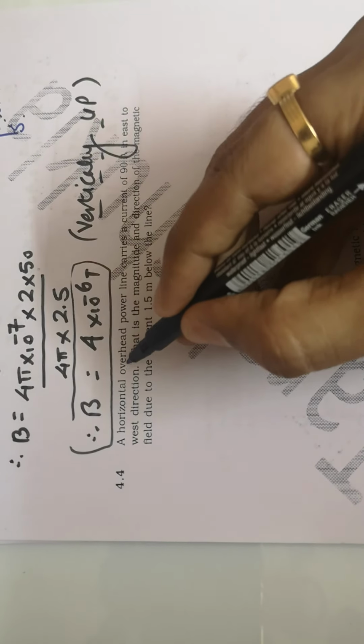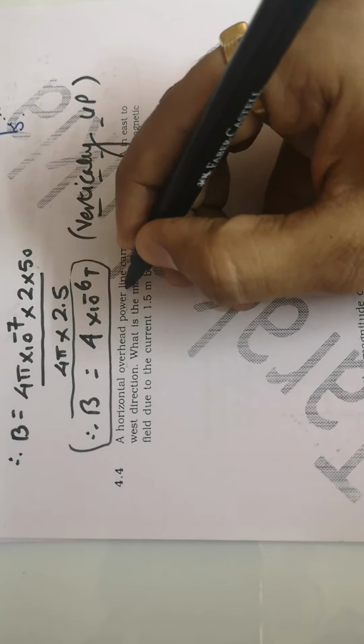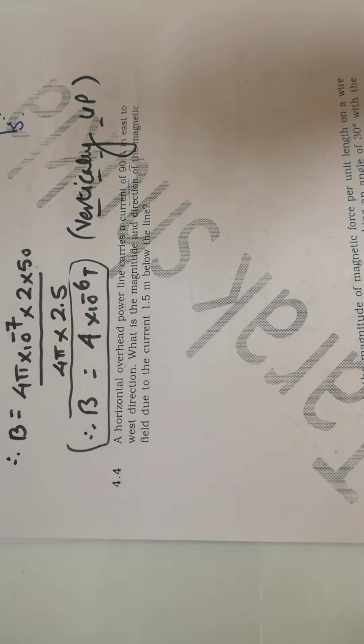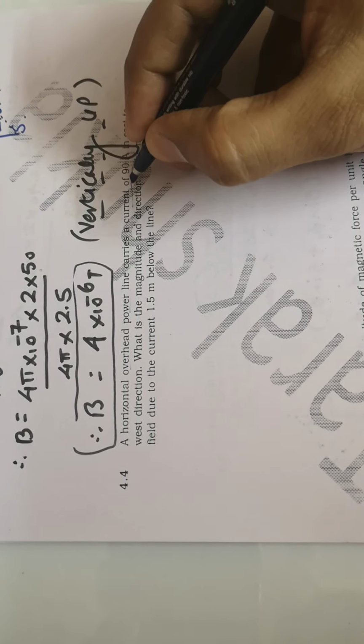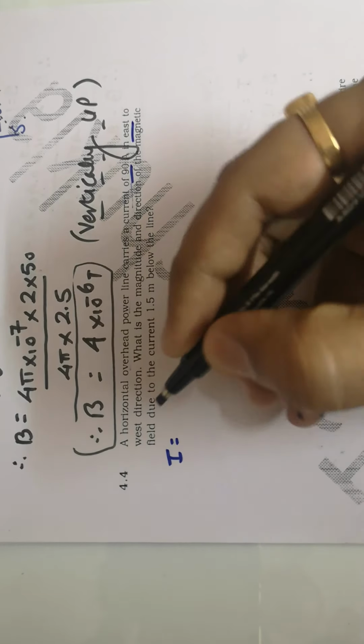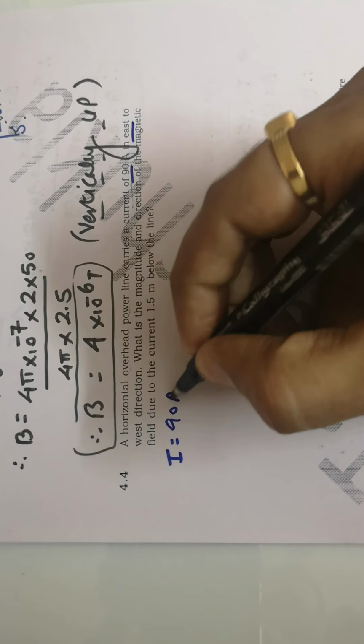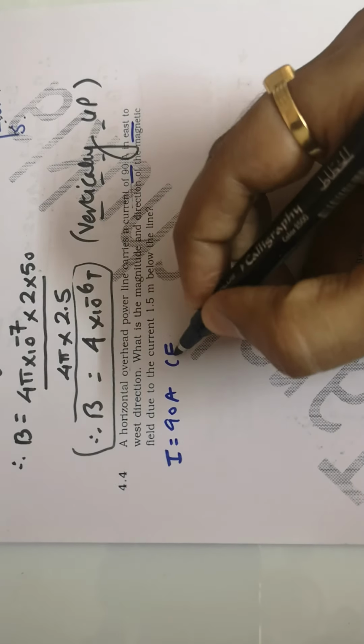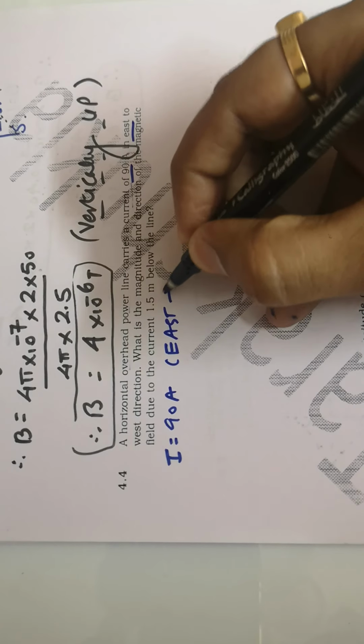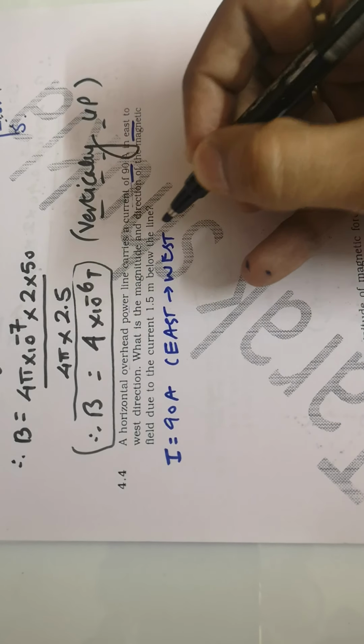Now a horizontal overhead power line is passing a current of 90 amperes, and the current is in the east to west direction. So first of all, my current is equal to 90 ampere, and it is from east to west.